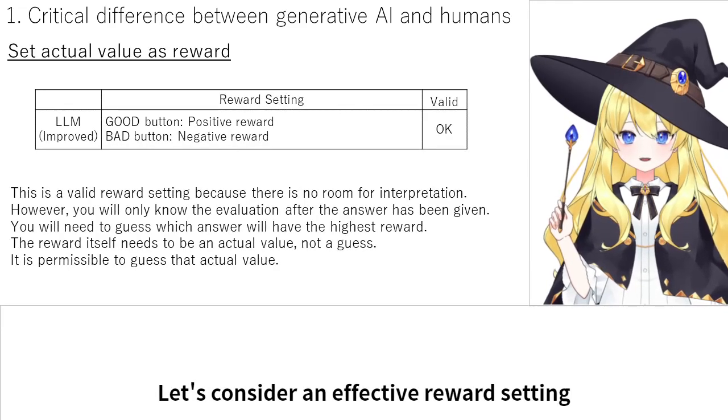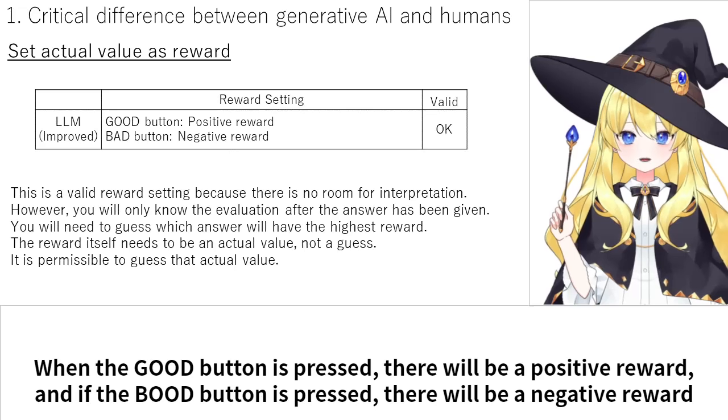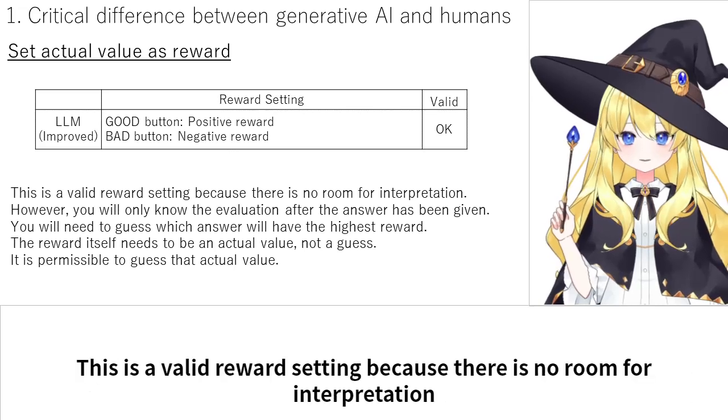Let's consider an effective reward setting. When the good button is pressed, there will be a positive reward, and if the bad button is pressed, there will be a negative reward. This is a valid reward setting because there is no room for interpretation.